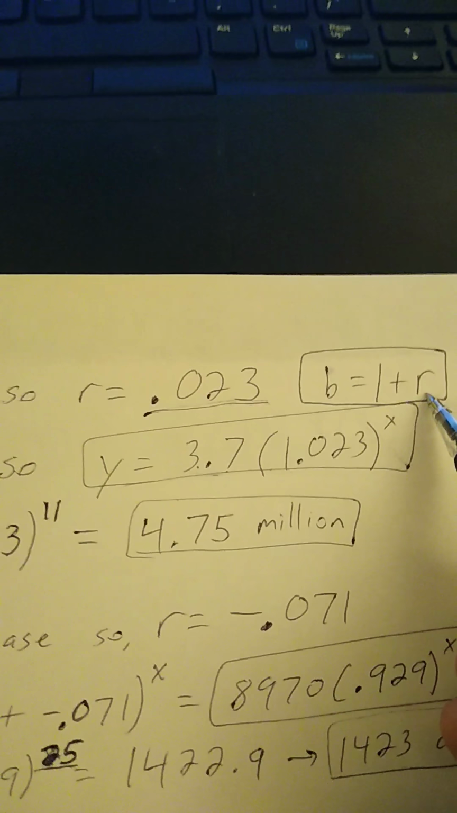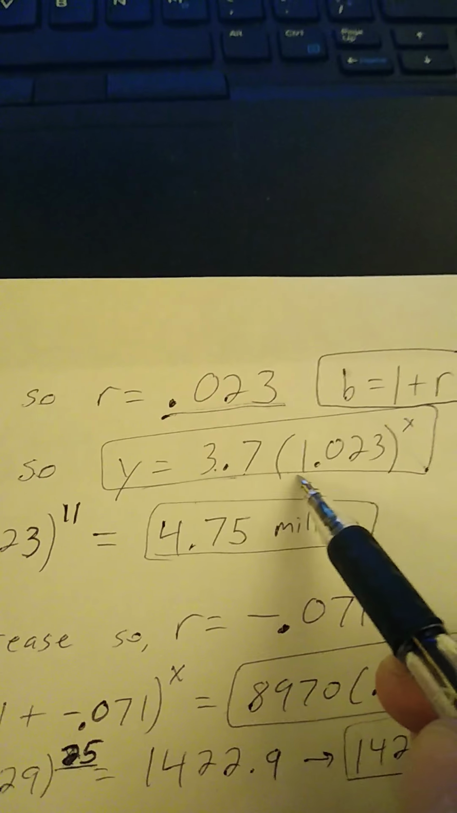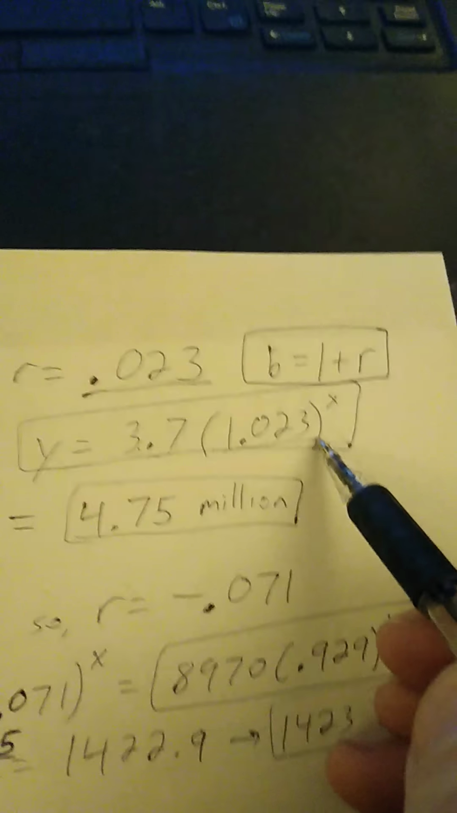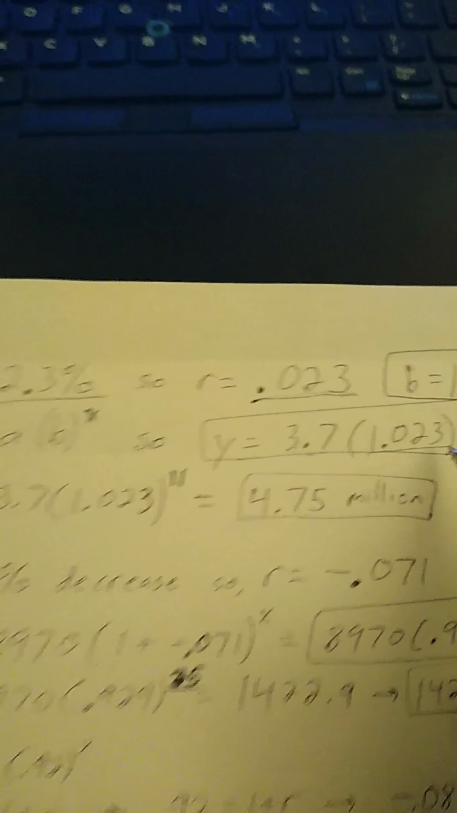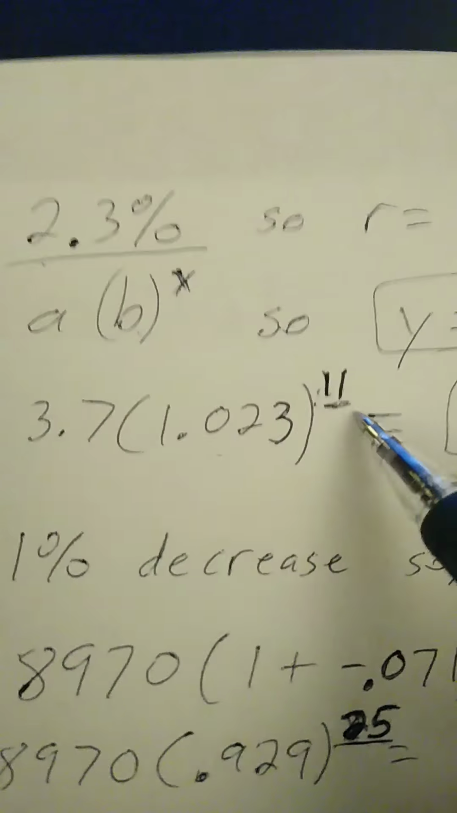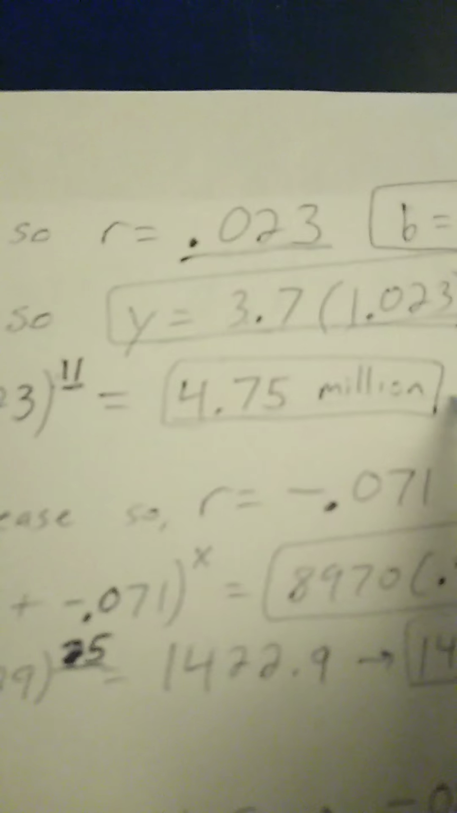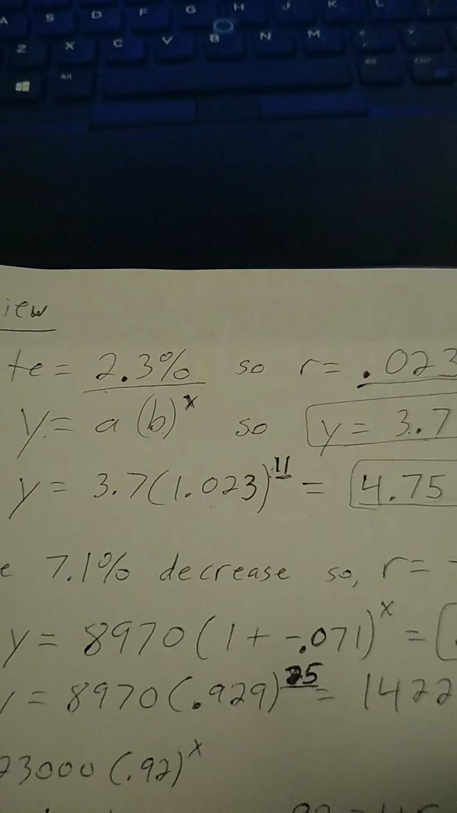B is 1 plus R. So 1.023 is the B value. Next, it's going to ask us to predict for the year 2021. Remember, we started in 2010. So that means 11 years later. So when I run this through the calculator, I get 4.75 million people.